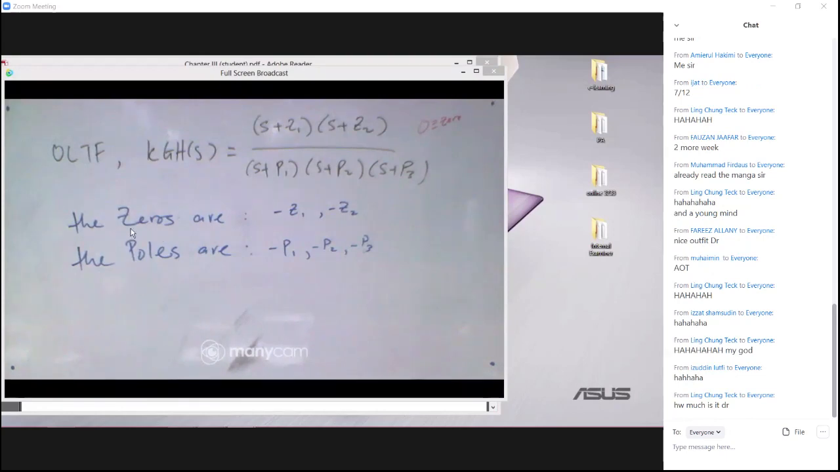So first, you need to distinguish between zeros. I always put s there with 0. 0 here is the numerical value of 0. And the name given to the value of s that will make the numerator 0 is called zeros. The value of s that will make the denominator 0 is called the poles. So that is what we mean by zeros and poles. So the root locus will start at the poles and it will end at zeros.